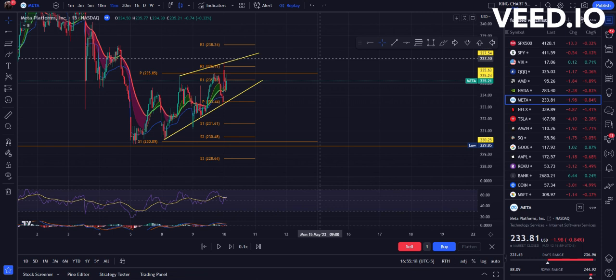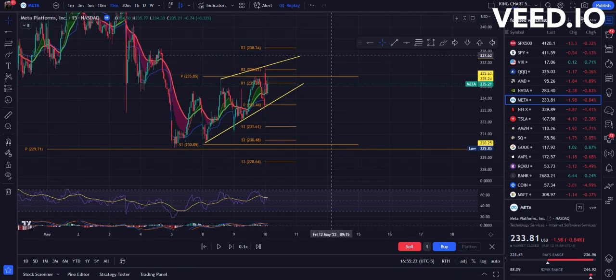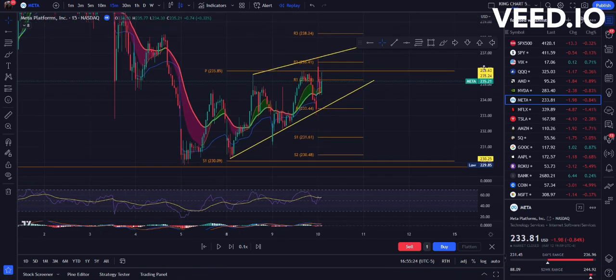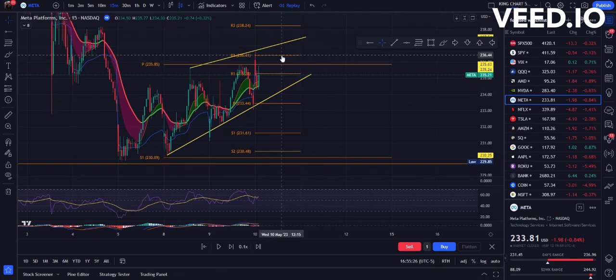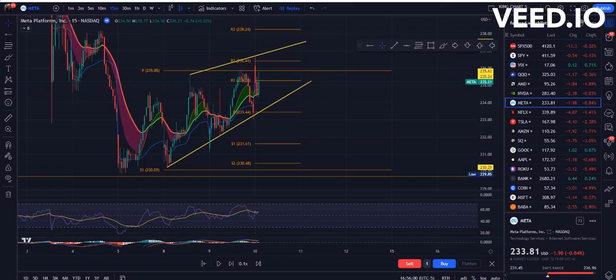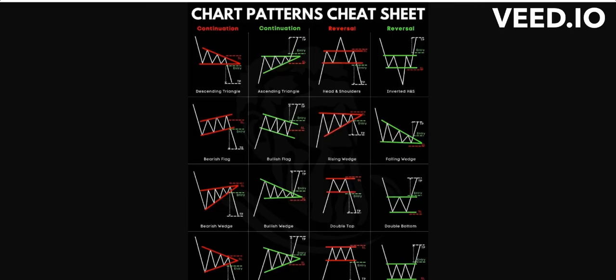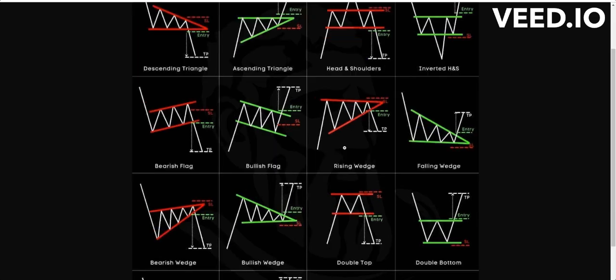Let's get started. So here we're looking at the Meta 15-minute time frame. On this time frame, we actually found a rising wedge pattern. Looking at our reference chart of chart patterns, we can see that this rising wedge pattern that I found is a type of reversal pattern, right?